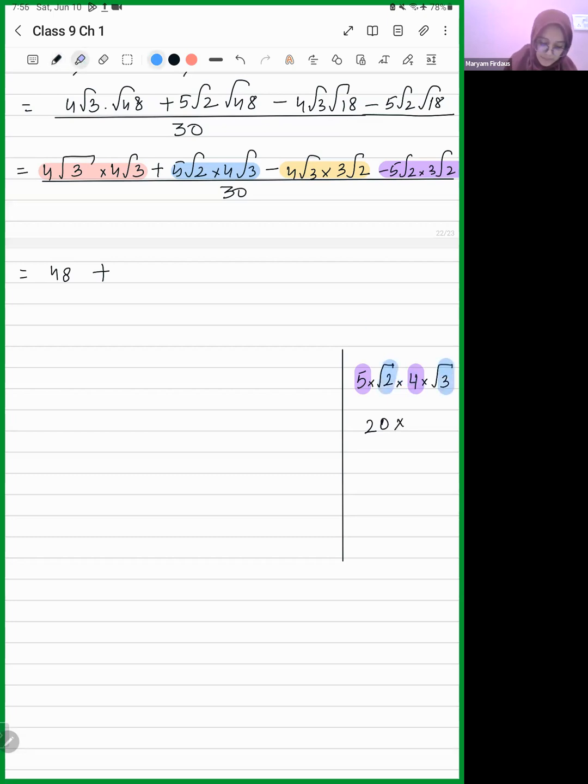What is that? Ma'am, root 2 into root 3, that is root 6, no? Root 6. So what is the answer? Ma'am, 20 root 6. So now you understand how we multiply this? Yes, ma'am. So it's 20 root 6.